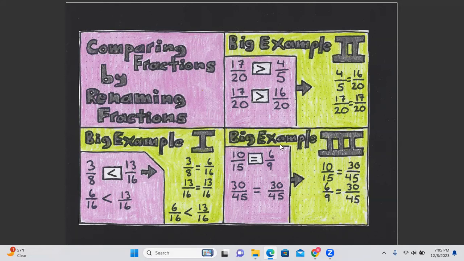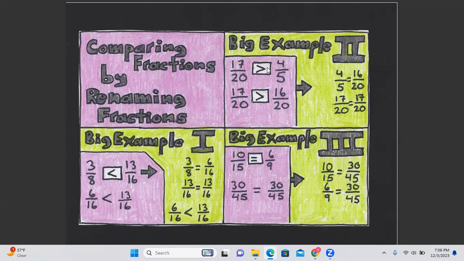We're continuing our series on comparing fractions, and this time we're going to use the renaming the fraction method to determine which fraction is greater than or equal to the other. In this case, we have 3/8, and we're comparing it to 13/16. Using the least common multiple method, we know that 3/8 will be equal to 6/16. We can just keep 13/16 as it is, and we can easily see in this case that 6/16 is less than 13/16.